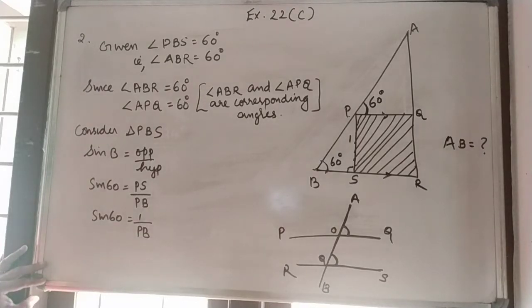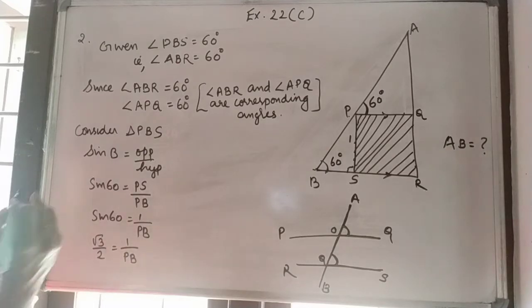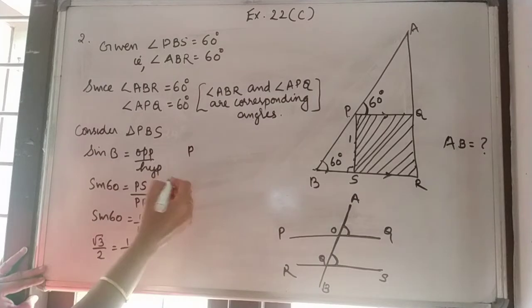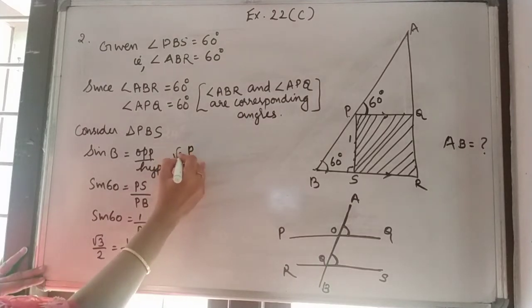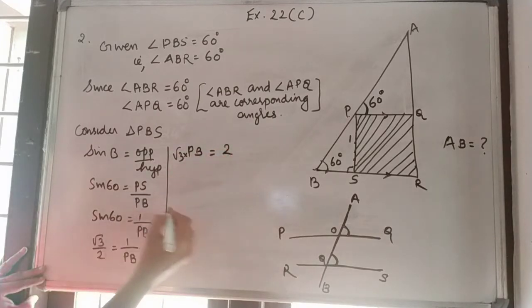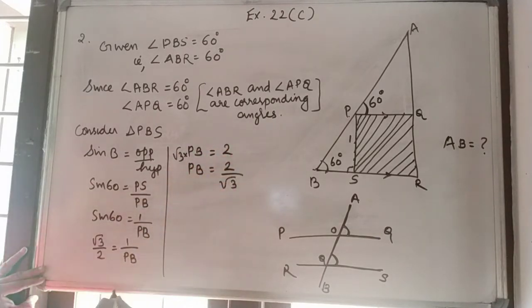What about the value of sine 60 from the table? Sine 60 is root 3 by 2. Instead of writing decimal values, we can write root 3 by 2 is equal to 1 divided by PB. For easy calculation, apply sine 60 as root 3 by 2. So cross multiply: root 3 into PB is equal to 2 into 1. So PB is equal to 2 divided by root 3.